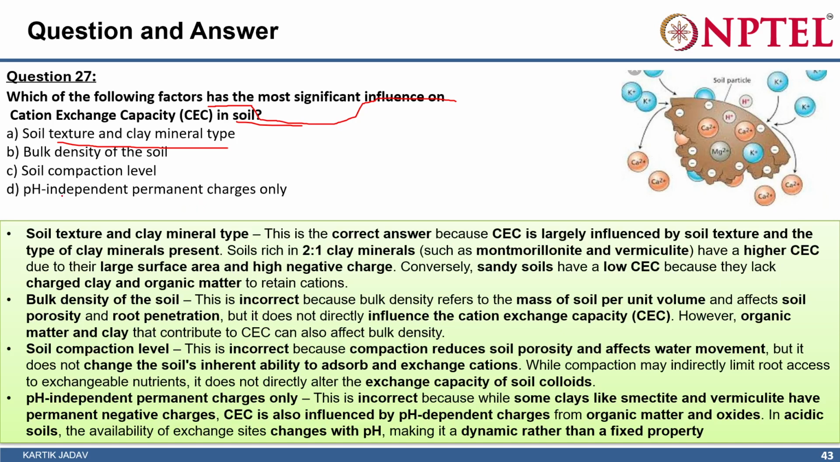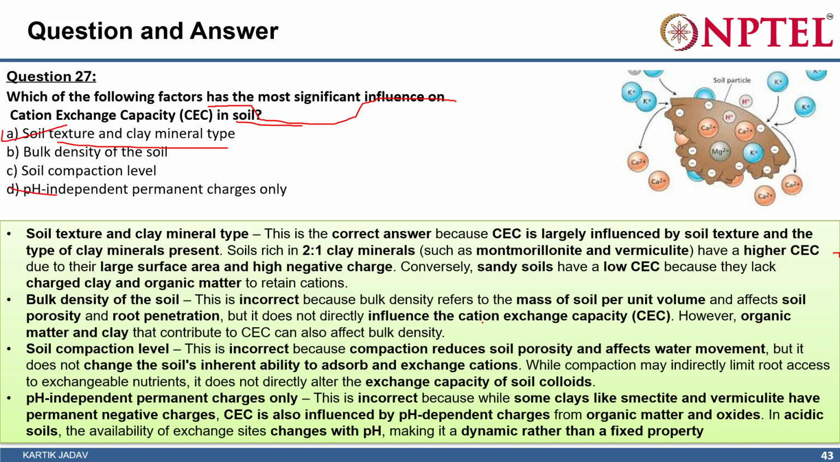Let's see its explanation. So soil texture and clay mineral type. This is the most significant option because cation exchange capacity mainly depends on the soil texture, like the presence of clay minerals. If there is a high presence of clay minerals, it means a higher specific surface area. And also if there is a high presence of smaller particles like clay, they have a negatively charged surface, and that negative charge attracts more cations. So it has a higher cation exchange capacity. So the correct answer is option A.